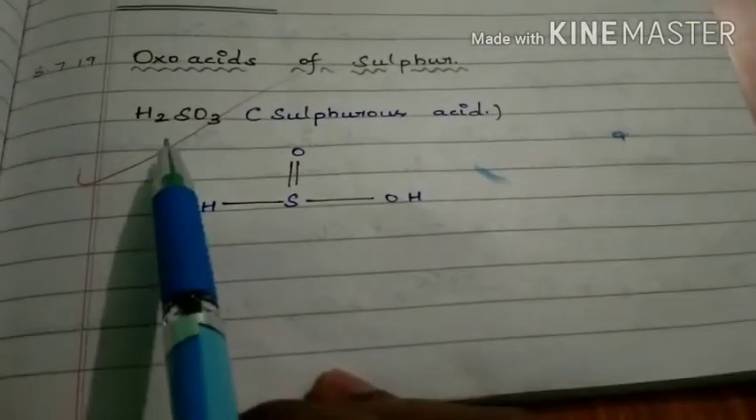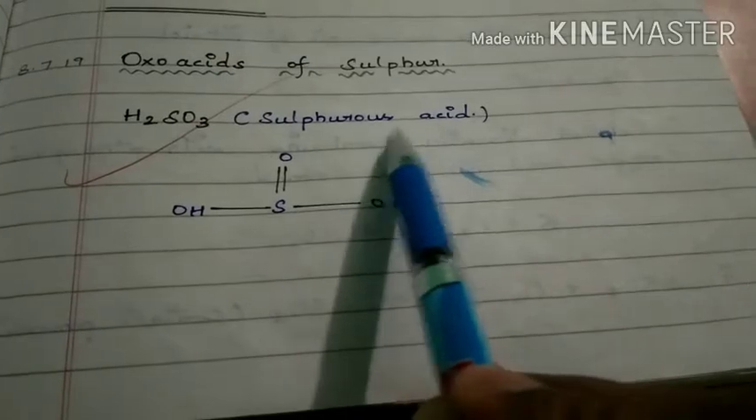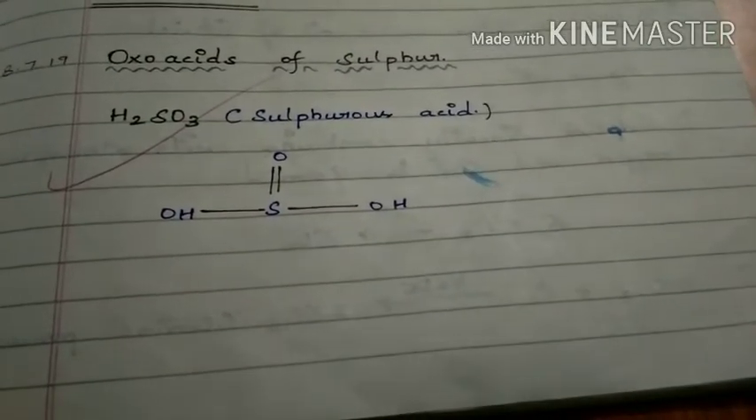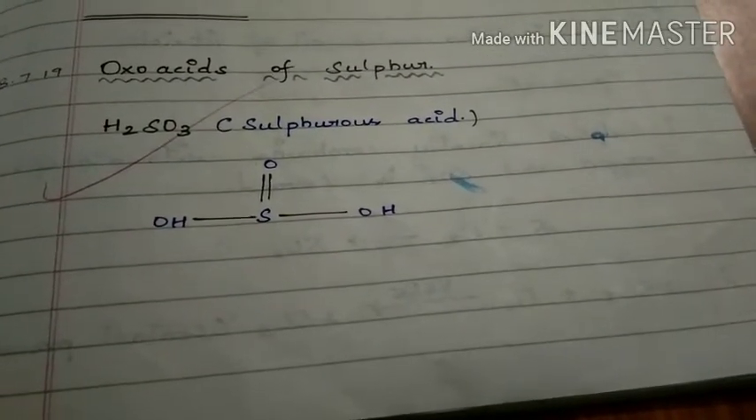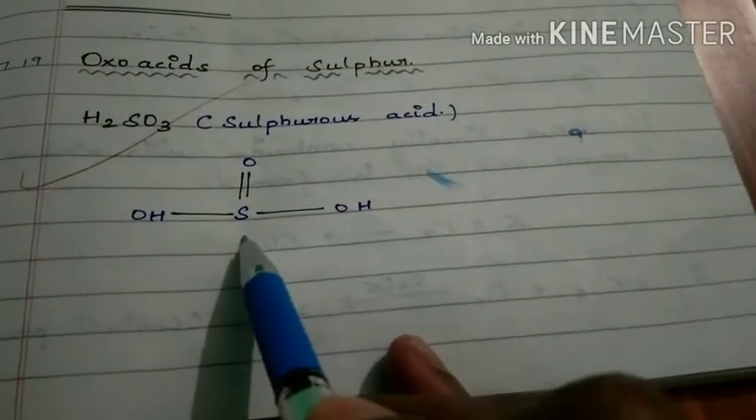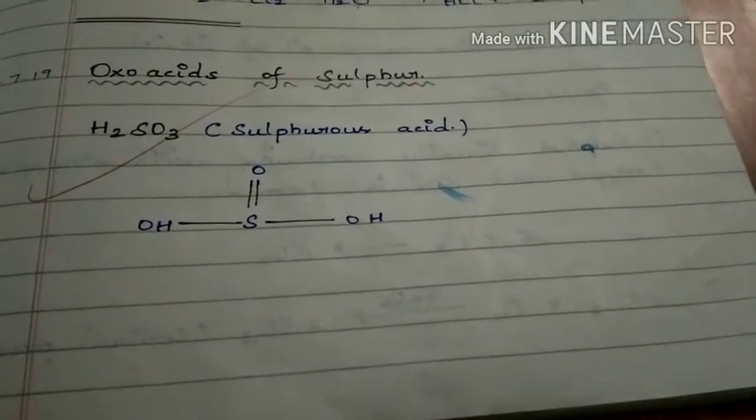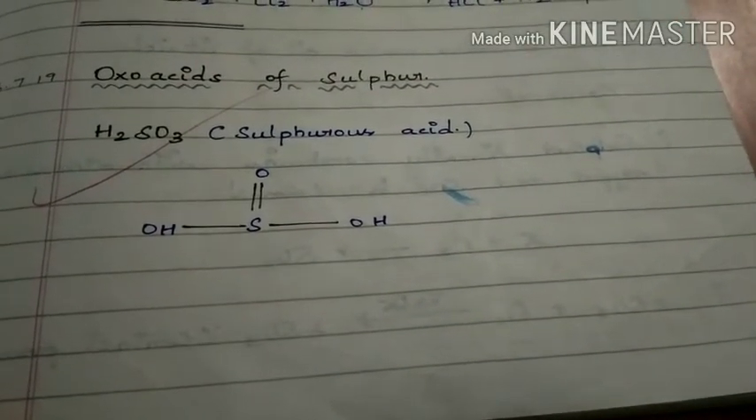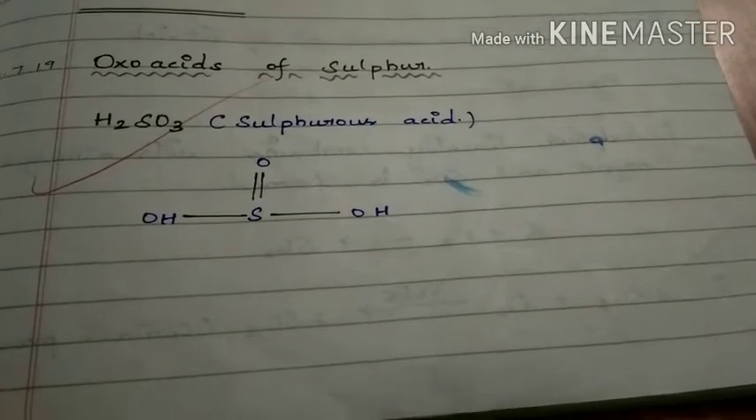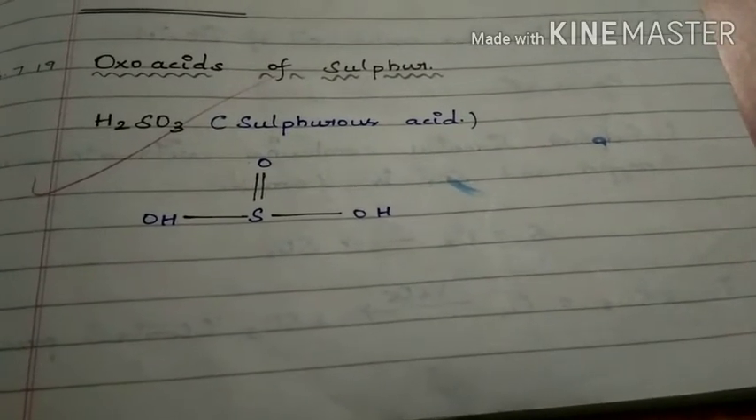Among them, the first acid is H2SO3. This is called sulfurous acid. While writing the structure, first we have to write the central atom, that is sulfur. After writing the central atom, we have to put double bond O around the central atom. Double bond O, that is the first condition.